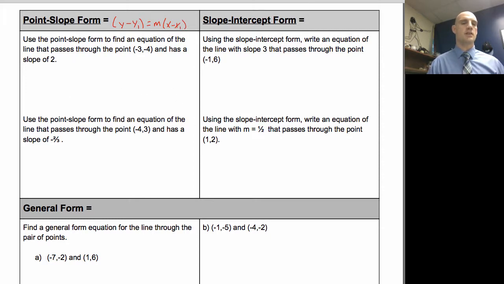Okay, and so this is going to be a matter of plugging in the pieces that I have, maybe finding a piece here or there. Like if I have 2 points, I can find the slope. But here's our example. Use the point-slope form to find an equation of the line that passes through the point (-3, -4) and has a slope of 2. So for this, my m equals 2. So here we go. I'm going to plug in y. So y stays. y1 is the point that I have. So I'm going to take my y here, so this is y minus a minus 4 equals my slope, which is 2, times x minus a minus 3.